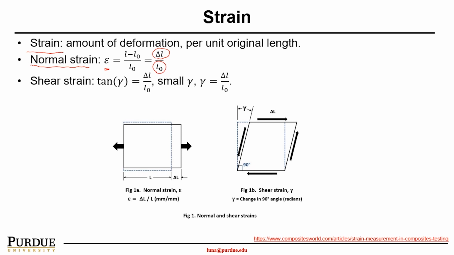On the other hand, for shear strain, tangent gamma equals delta L over L naught. So for very small gamma, gamma equals delta L over L. So basically it is the deformation, delta, over the original length.